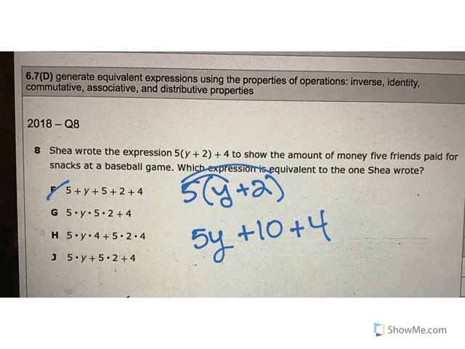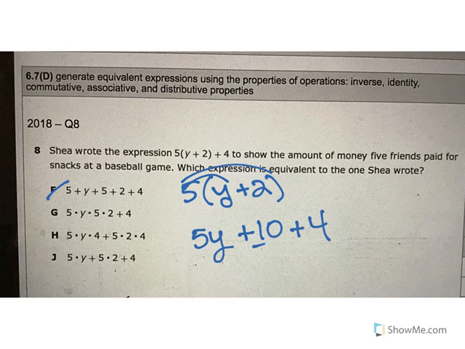I am not adding 5 plus y. That doesn't work that way. Excuse me. That parenthesis symbol means to multiply. So I know it can't be F. So that means it must be another problem.